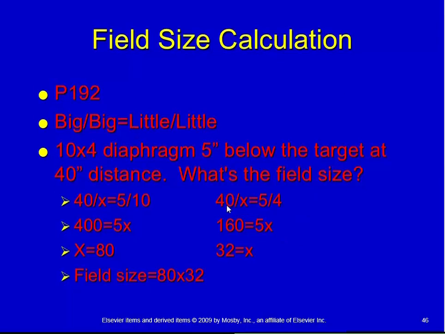And you would do 40 over x is equal to 5 over 4 in this case, because your target to diaphragm distance in this dimension is only 4 inches. So it would be 40 over x is equal to 5 over 4. So cross multiply, and you've got 40 times 4, and that'd be 160, is equal to 5x. Divide 160 by 5, so you'd have 32 is equal to x. You have a massive field size of 80 inches in one dimension times 32 inches in the opposite dimension.